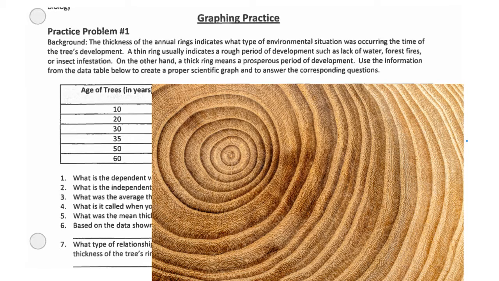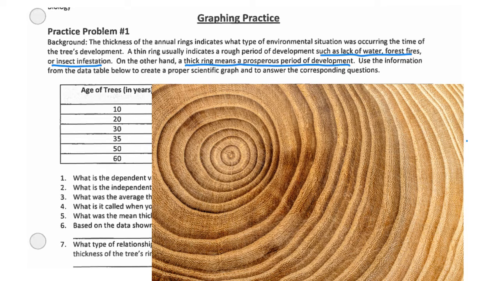So a thin ring usually indicates a rough period of development, such as lack of water, forest fires, or insect infestation. On the other hand, a thick ring means a prosperous period of development. It means the weather was good, it had enough food or enough water, enough photosynthesis. Use the information from the data table below to create a proper scientific graph and to answer the questions.